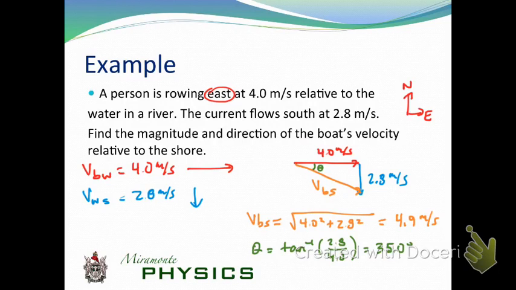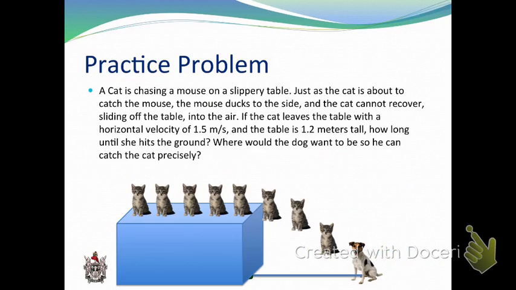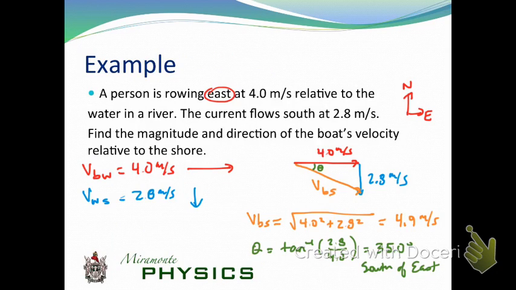Well, if 4.0 meters per second is to the east, and that relative velocity of the boat with respect to the shore is going to be 35 degrees south of east, that would be your final answer. Oops, sorry, went too fast.